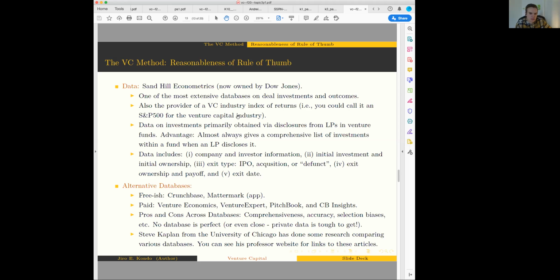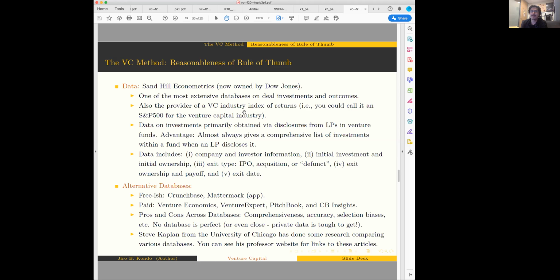There is some research done by a University of Chicago professor that I've mentioned before, Steve Kaplan, where he's actually done some research comparing some subset of these different databases to formulate his own opinion on what he thinks is better versus worse. So if you go to his professor webpage, you can dig up some of that research if you ever want to do due diligence on databases, okay? But I am using Sandhill Econometrics.